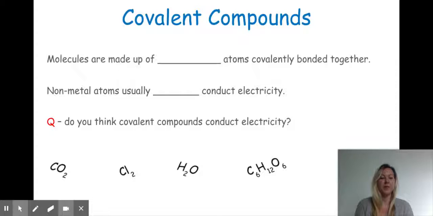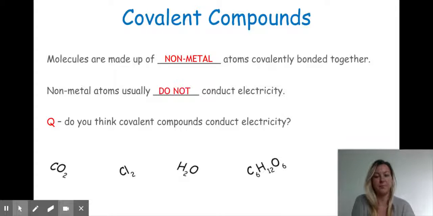So, covalent compounds, a little bit of revision, we haven't done this in a couple of weeks. Molecules are made up of which type of atoms? Non-metal atoms, which are covalently bonded together. So if you remember from before, covalent bonds are a shared pair of electrons between non-metal atoms. Do non-metal atoms usually conduct electricity? The answer is no, they don't. So the question is, do you think that covalent compounds conduct electricity?